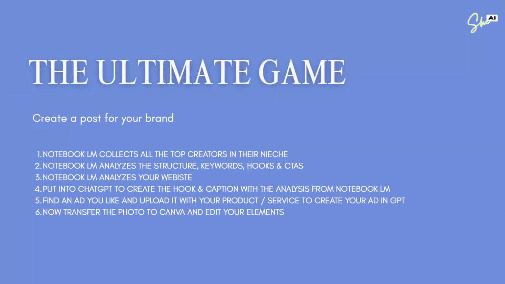Okay, so a recommendation before I leave is a good process that you can follow to create a post for your brand. Start with Google Notebook to create collections of top creators in your niche, things like finding your competitors or trendy content and putting everything that you can find in a Google Notebook. Then ask it to analyze structure, keywords, hooks, CTAs. Then go to the Google Notebook again, paste your website and ask it to create content, or suggestions of content, adapted from the structure that you already analyzed, but for your customer or brand.